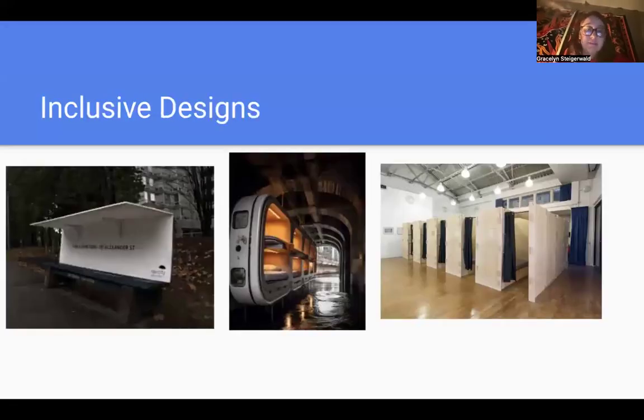Here are some examples of the inclusive designs. On the left, you can see the sheltered benches. These are the pods under the bridges, and this is actually a picture from London of their shelter that is very limited but utilizes the space well.